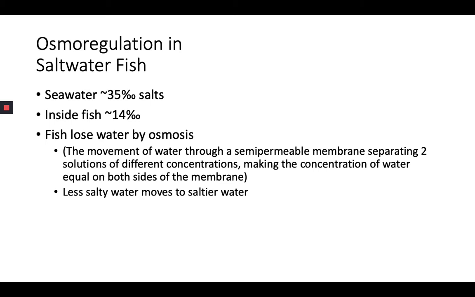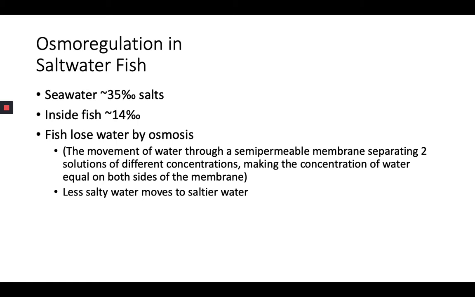Another problem that fish have is osmoregulation. Seawater is about 35 parts per thousand salt, and the inside of the fish is about 14 parts per thousand. So the fish are going to lose water by osmosis. And if you remember what osmosis means, we'll have a little review.